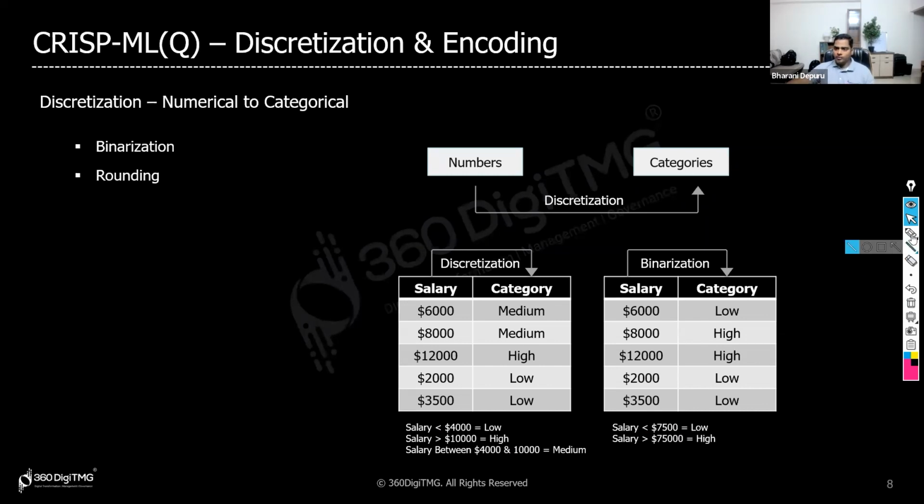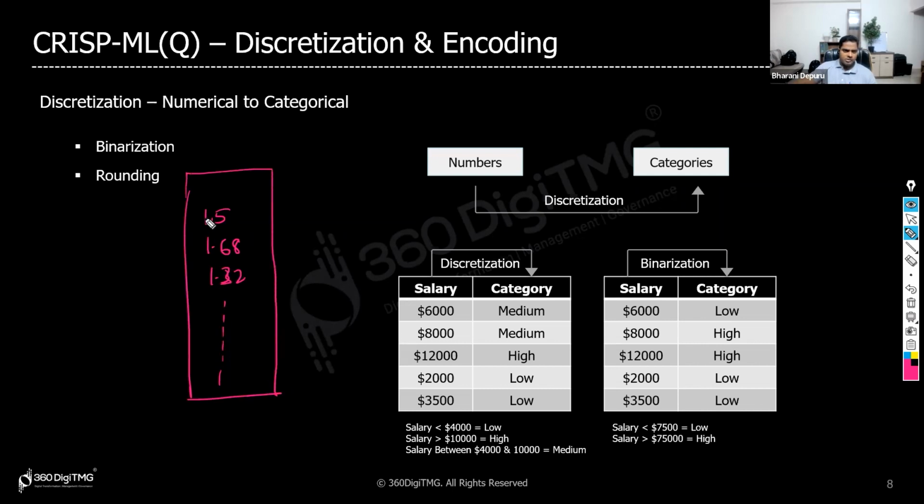Next, you have rounding. Rounding means if you have, for example, 1.5, 1.68, 1.32, and so on and so forth, some numbers, whatever that column is, it doesn't matter. Rounding off means you convert all of these to the nearest whole number. 1.5 would probably be 2. 1.68 would probably be 2. 1.32 would be 1. This is one way of rounding off, friends.